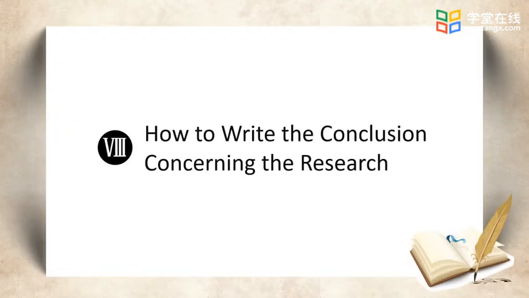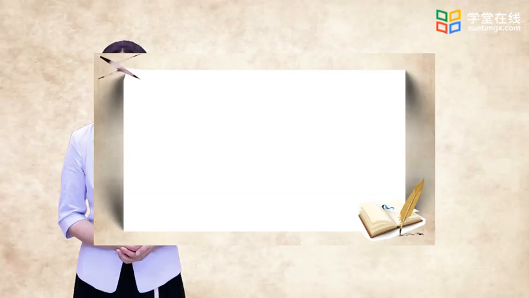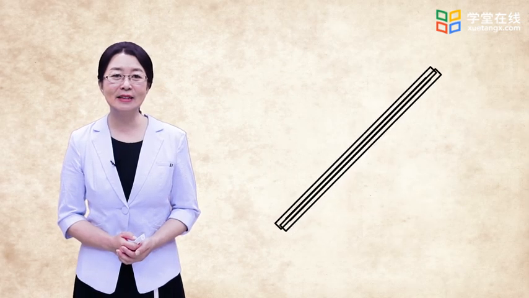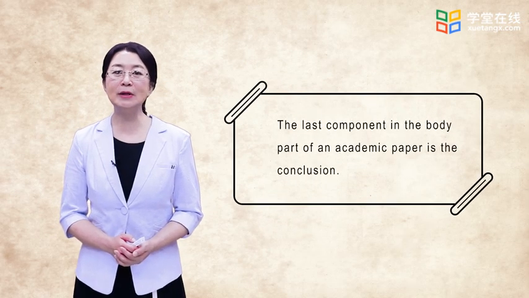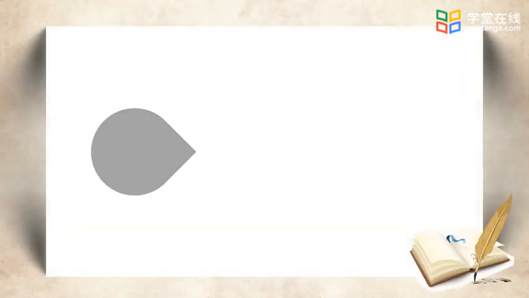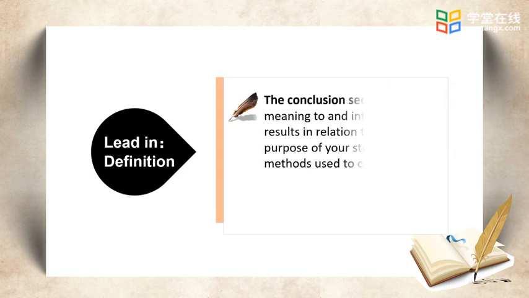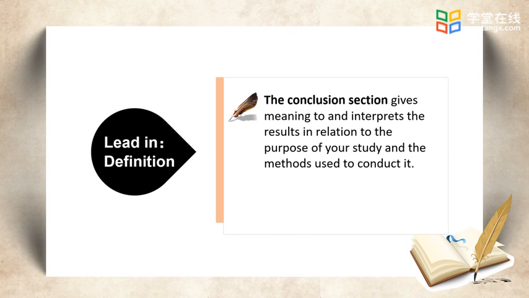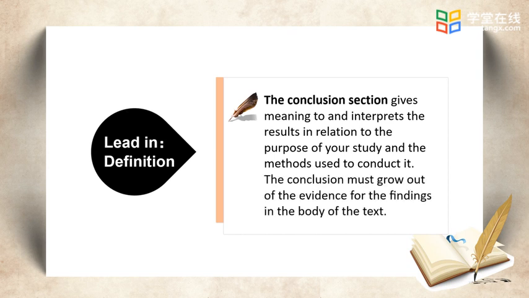Chapter 8. How to write the conclusion concerning the research. Lead in. The last component in the body part of an academic paper is a conclusion. The conclusion section gives meaning to and interprets the results in relation to the purpose of your study and the methods used to conduct it. The conclusion must grow out of the evidence for the findings in the body of the text.